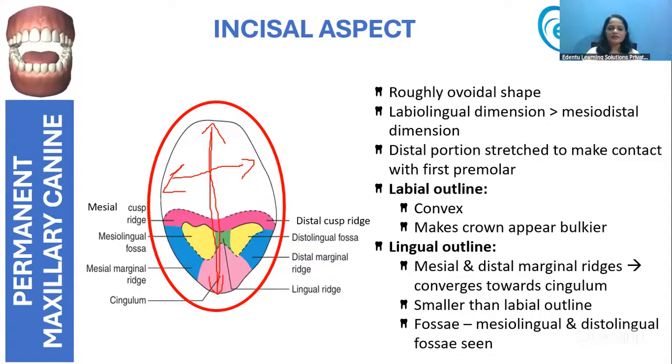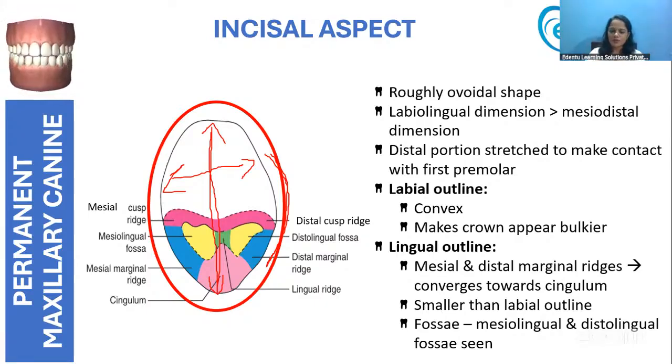Another major thing you can see is that the distal portion is extended like this. The distal portion is stretched to make contact with the first premolar. The asymmetry of the crown is very visible from the incisal aspect, and the distal aspect of the crown is stretched to contact the first premolar. That's how it appears from the incisal aspect.